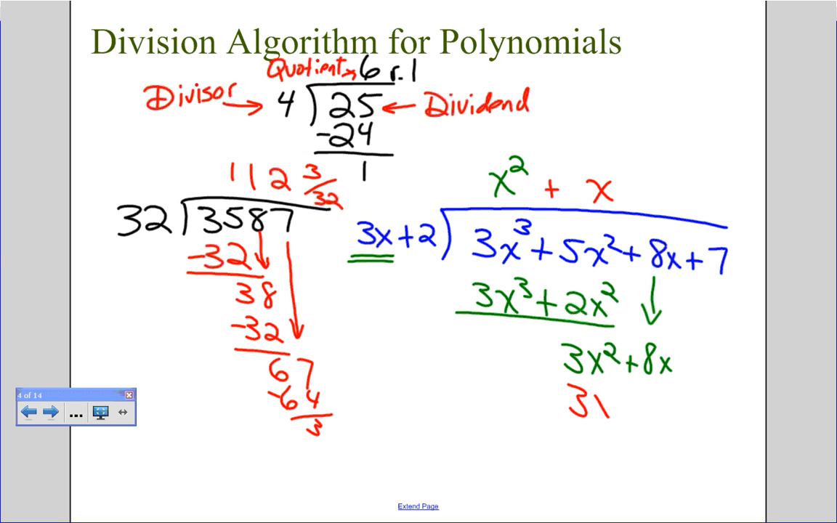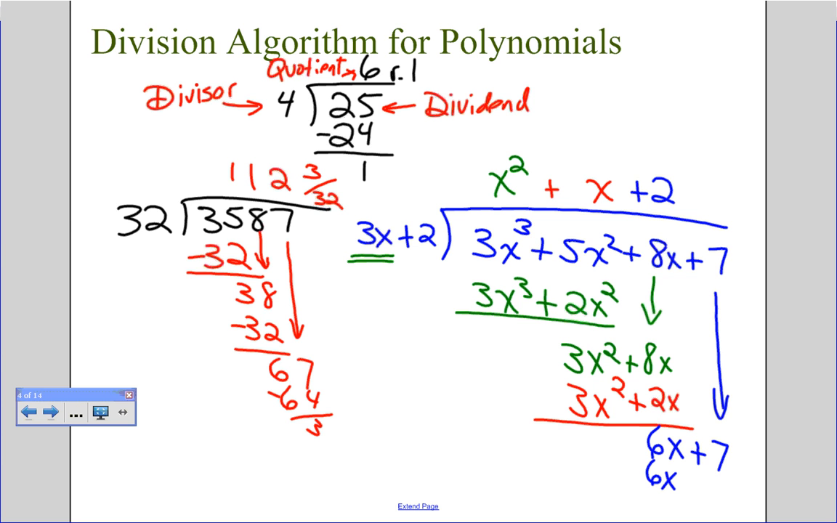Multiply again. And subtract. Bring down the 7. 3x goes into 6x 2 times. 2 times 3x is 6x. 2 times 2 is 4. Subtract, and we get our remainder of 3.